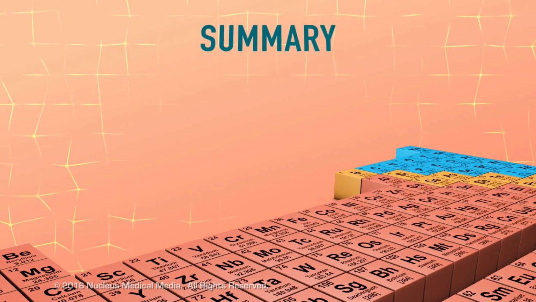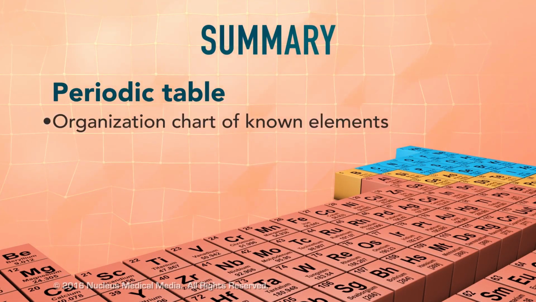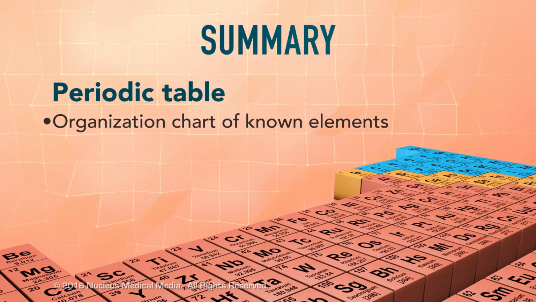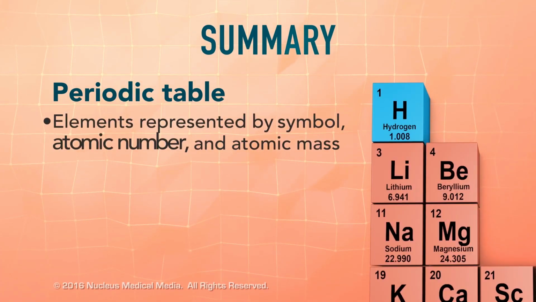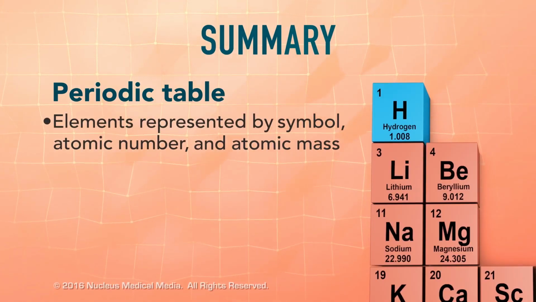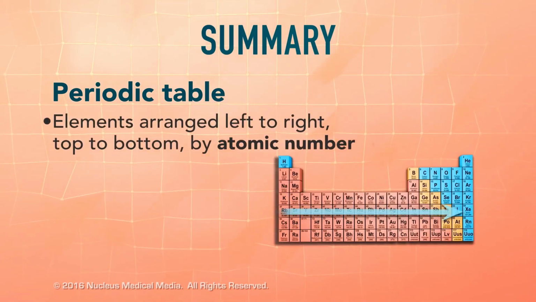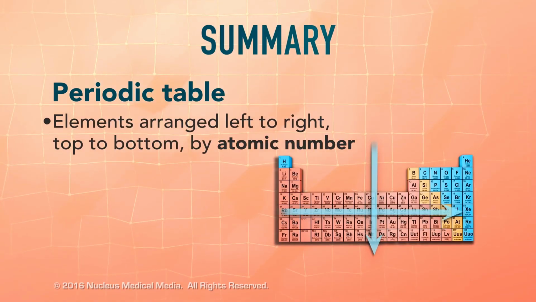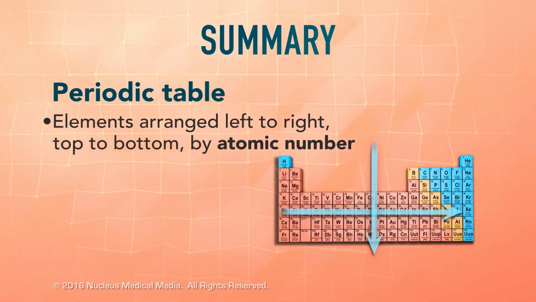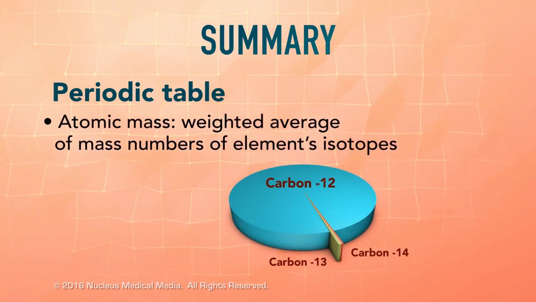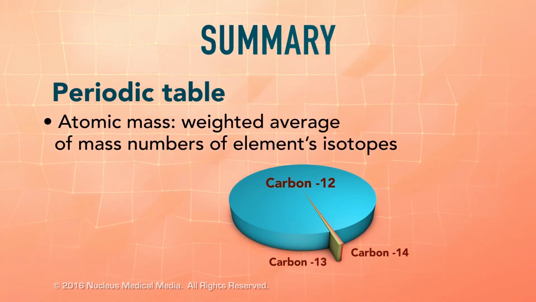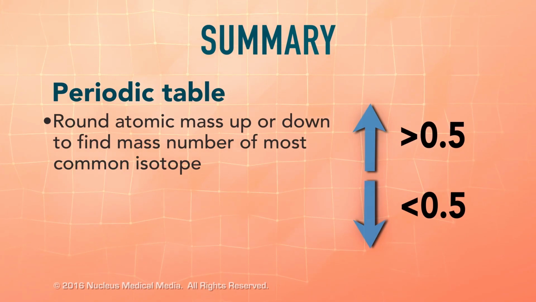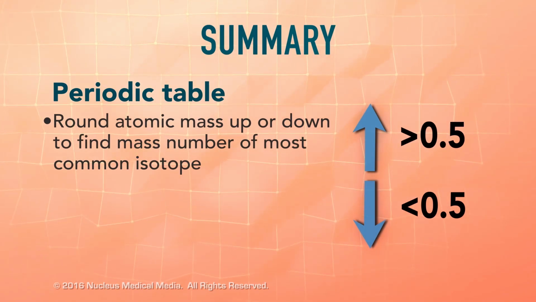In summary, the periodic table is an organization chart of all the known elements. Each element is represented by its symbol, atomic number, and atomic mass. Elements are arranged left to right and top to bottom by increasing atomic number. An element's atomic mass is a weighted average of its isotopes' mass numbers. Round the element's atomic mass up or down to find the mass number of its most common isotope.